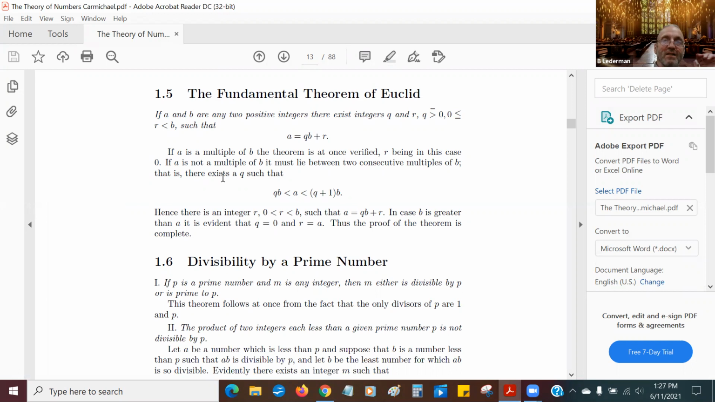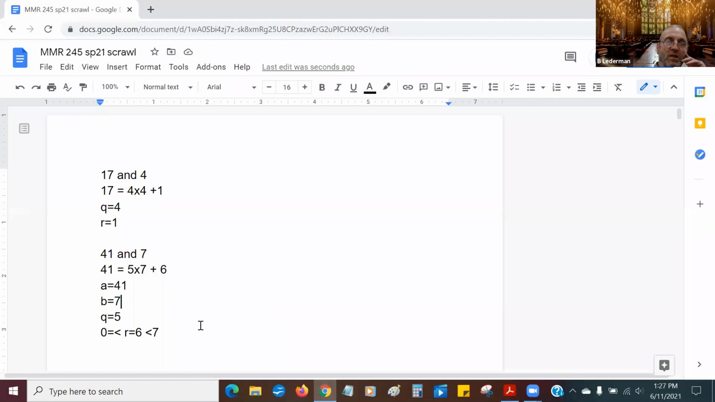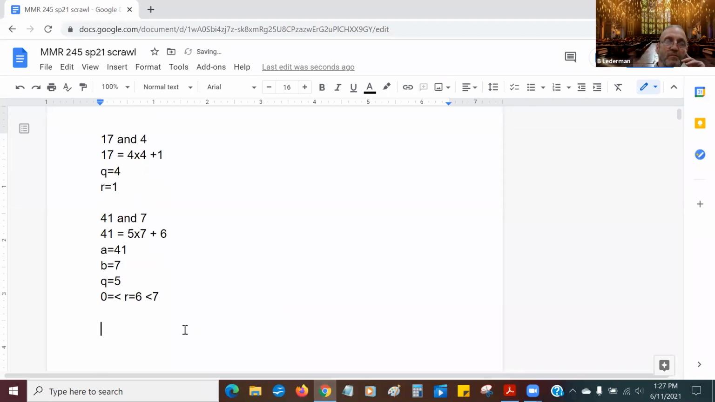Now, if A is not a multiple of B, then A has to lie between two consecutive multiples of B. Notice if I list out all the multiples of B: 2B, 3B, 4B, 5B, 6B, A would have to lie between two of them. So for example, let's go back to the numbers here, in this case with 41 and 7.